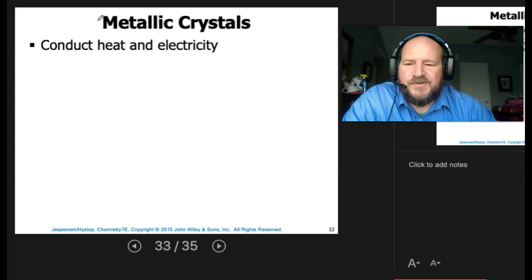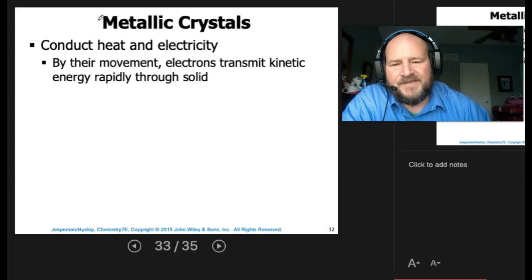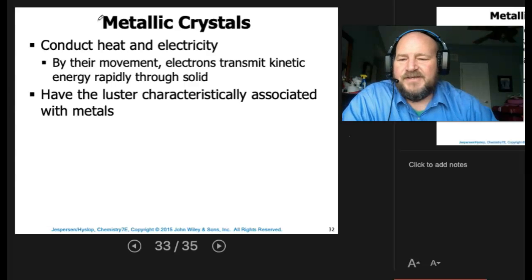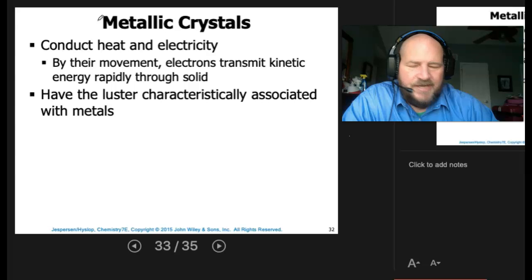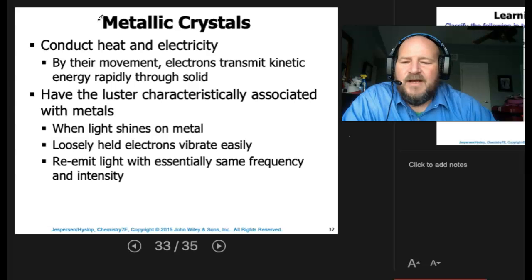So metallic crystals are very good at conducting heat and electricity. For them, it's the movement of the electrons. They have luster characteristically associated with metals, so they'll be nice and shiny. Their loosely held electrons will vibrate easily, and they'll re-emit light with essentially the same frequency and intensity.